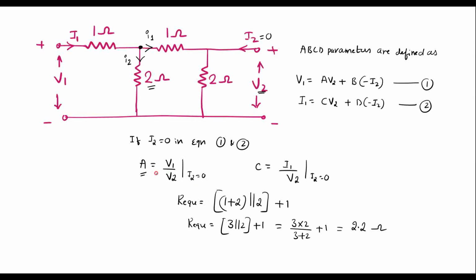So thus we calculated the first two parameters, that is A and C, by making I2 equal to 0, that is by open circuiting the output port. Now to calculate B and D, we have to make V2 equal to 0. That is, making V2 equal to 0 means we have to short this terminal. So let me calculate the next two parameters.